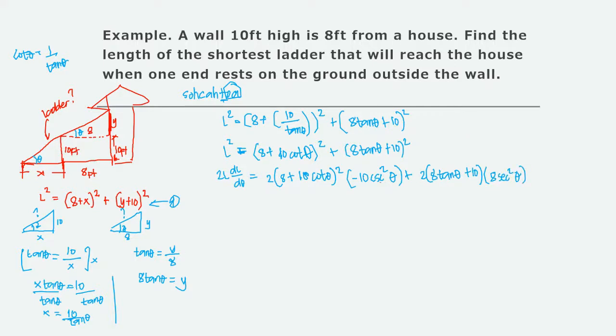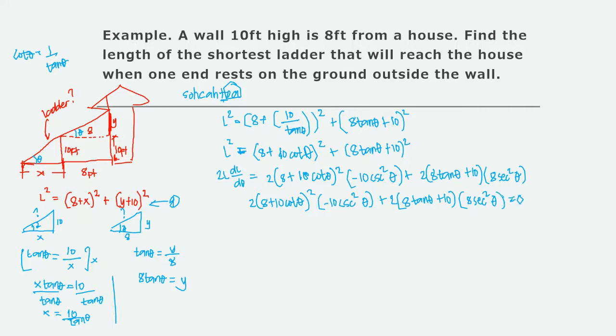So afterwards, we have to equate this one to 0. So that gives us 2 times (8 plus 10 cotangent theta) squared times negative 10 cosecant squared theta plus 2 times (8 tangent theta plus 10) times 8 secant squared theta is equivalent to 0.